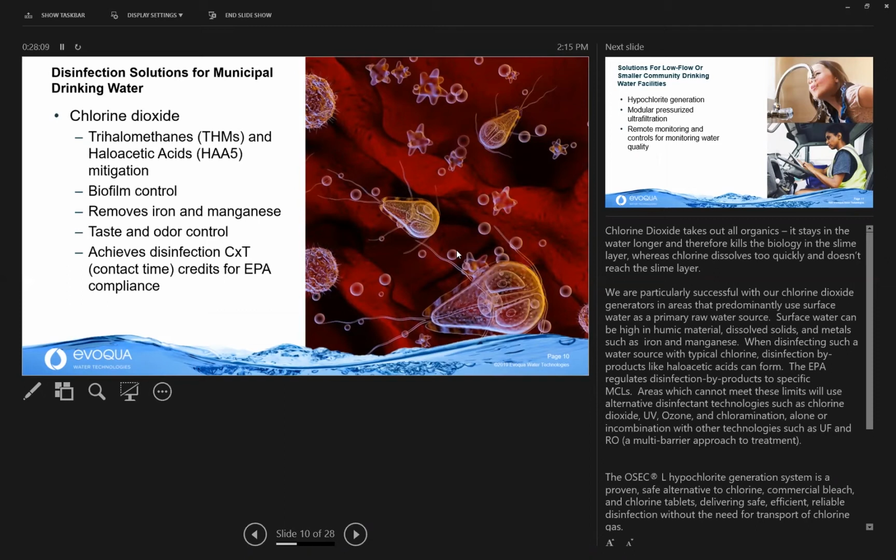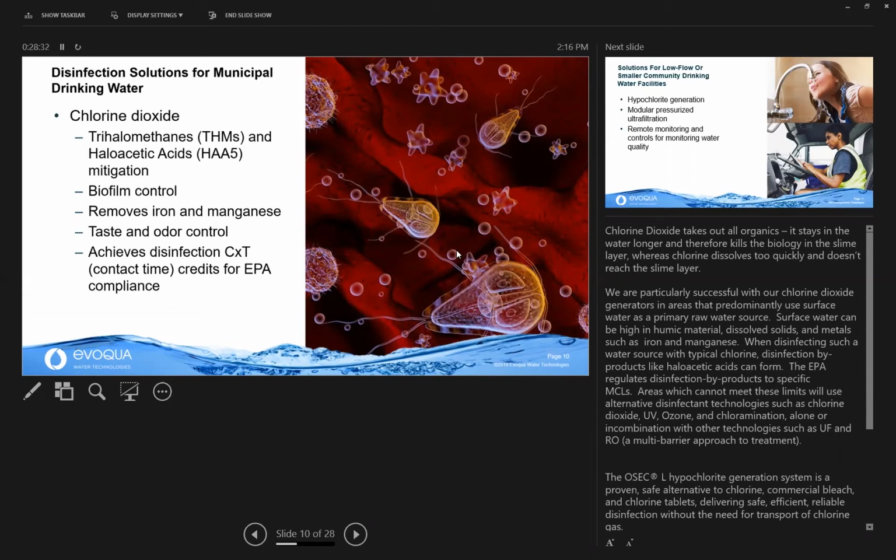And additionally, rural communities often encounter high levels of iron and manganese in the source water. Those come from either natural sources or from regional mining. They're the ones that create discoloration and that metallic taste in the water. And unfortunately, iron and manganese are not removed by chlorine alone.